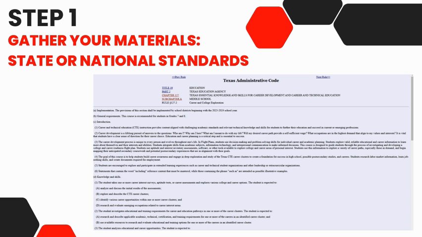The first step is to gather your course standards. These could be state-specific, like TEKS for Texas, or they could be national standards aligned with your subject area. These provide the foundation for what students are expected to learn. So here in the example, I have the TEKS for the course Career and College Exploration. This will help ensure our pacing guide aligns with state expectations.